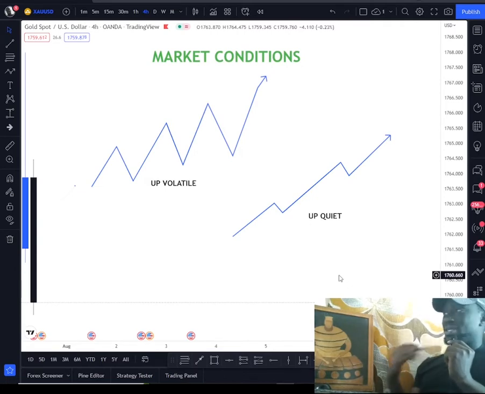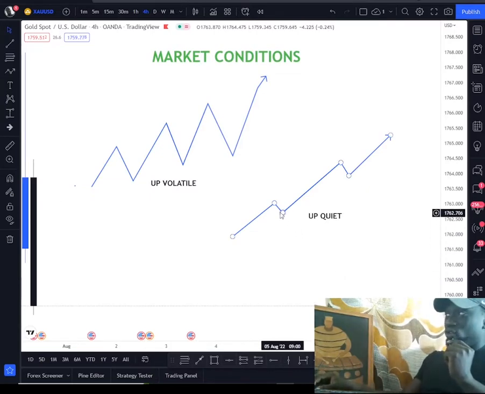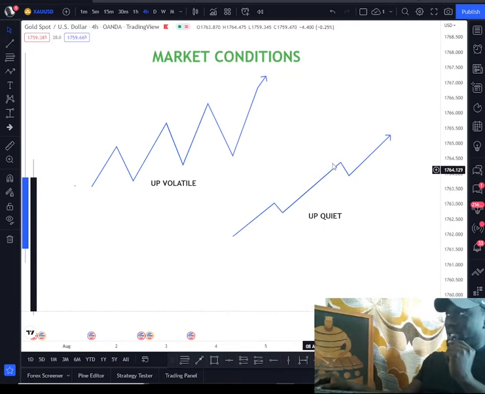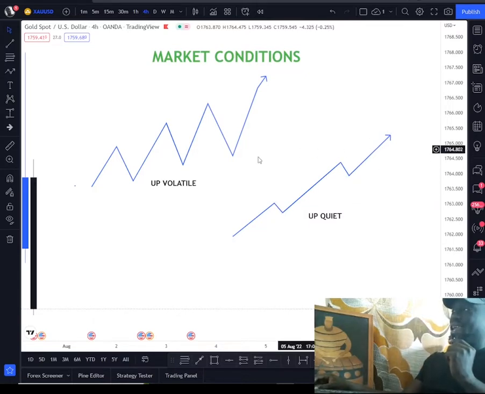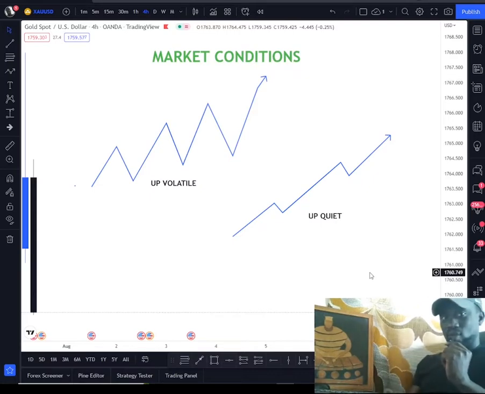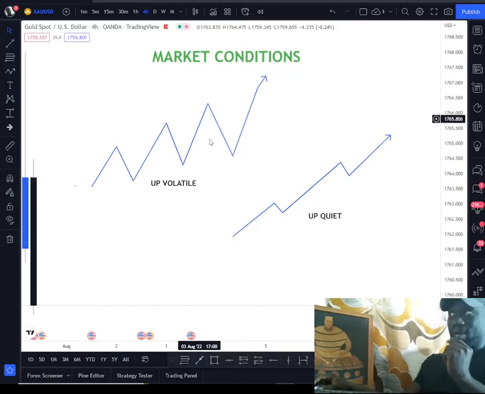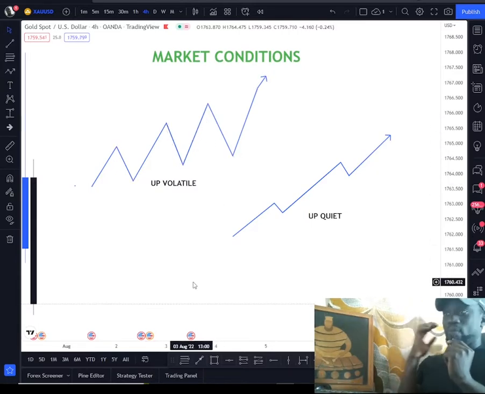But if you are somebody who catches retracements, your strategy is based on catching retracements so that you can enter the trend. Anytime you try to catch a retracement here, you understand what happens? The market moves. So in this condition, when the market is up and quiet, you lose money. You understand? But when the market is up and volatile, you make money. Why? Because when the market moves, you can catch a retracement down and buy again. You understand?